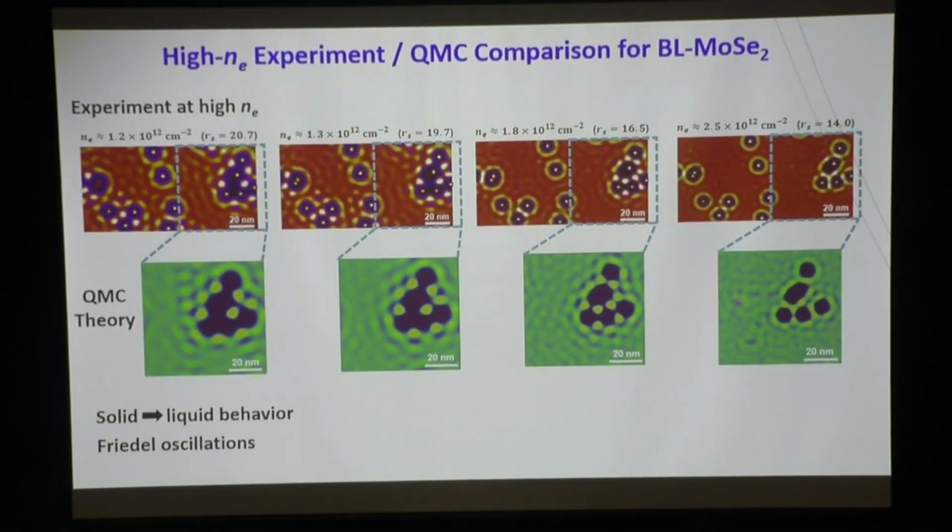Adding a lot of electrons, the same density of electrons, they see the same behavior that we see, even in the liquid range. So the point I'm trying to make is that the quantum Monte Carlo really reproduces our experiment all the way from the Wigner crystal all the way to the liquid phase, including the Friedel oscillations.